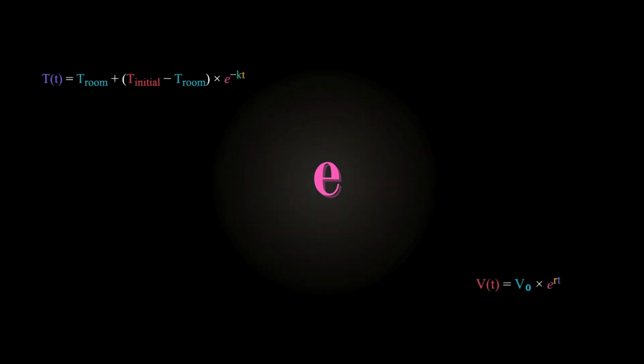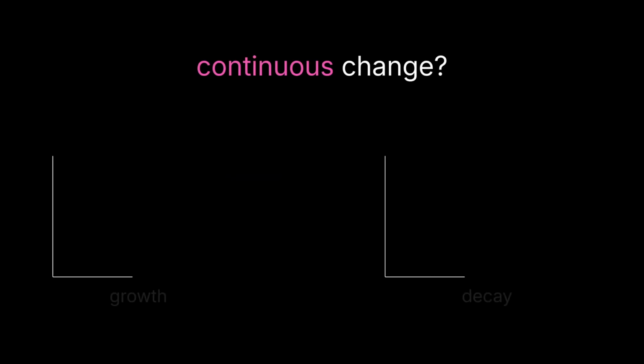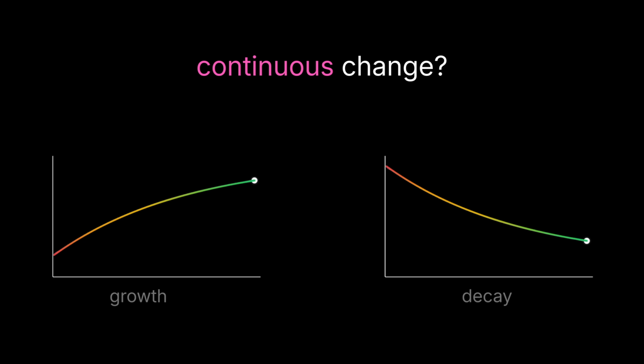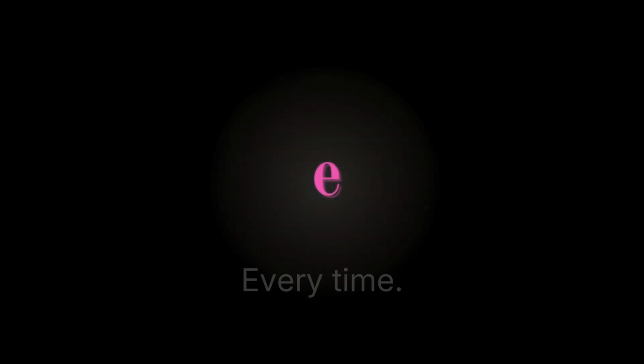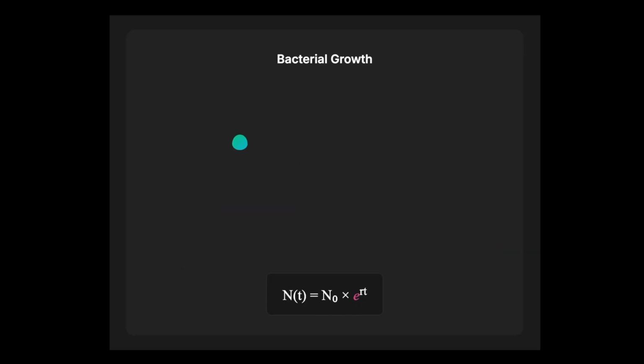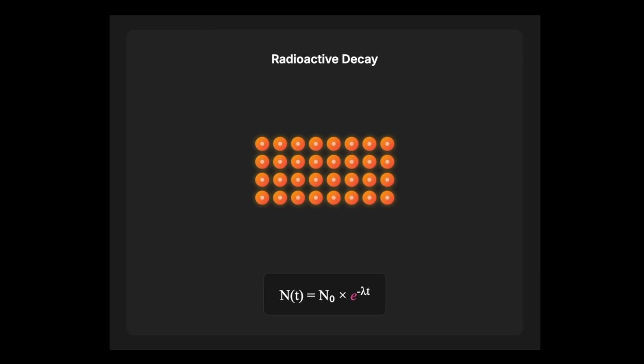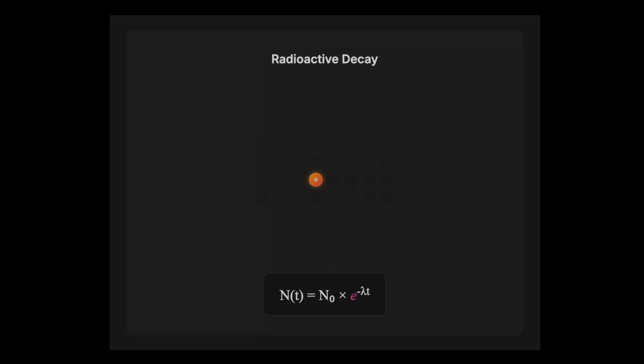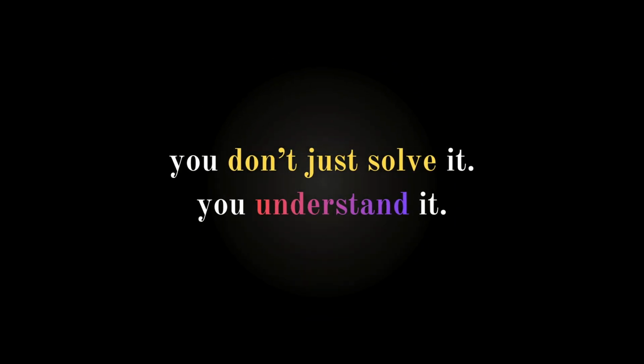So from now on, whenever you see E in a formula, ask yourself one question. Is this continuous change, growth, or decay happening smoothly without gaps? If yes, E is there. Every time. Your money compounding, your coffee cooling, your medicine fading, a video going viral, same multiplier underneath. Now you actually know why it's there and you will spot it everywhere. You don't just solve it, you understand it.